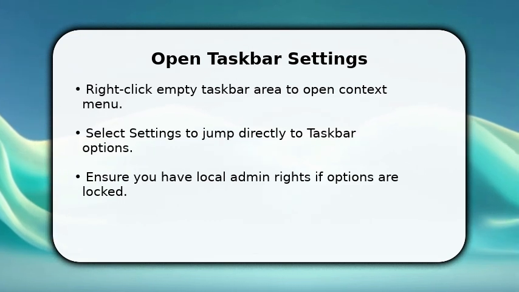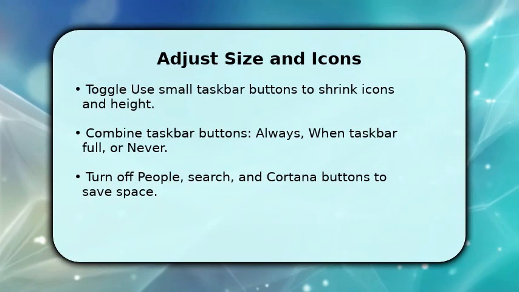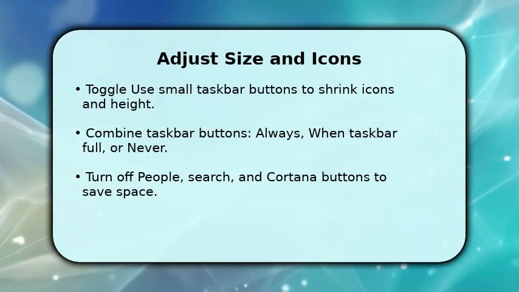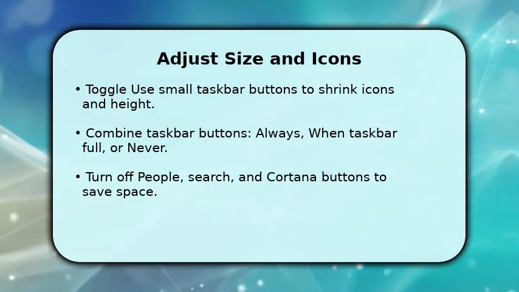You now change the visible elements and button size so the taskbar becomes smaller. Toggle use small taskbar buttons to immediately shrink icon size and reduce height. This is the primary size change.